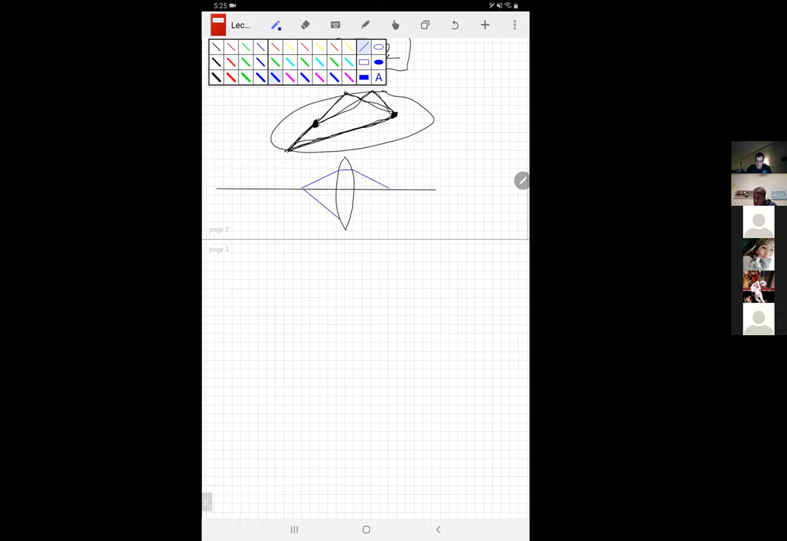And no matter what point it starts off from, no matter which path it takes, it will go from A to B. All of these paths will get your light from A to B. That's the purpose of a lens. But from what we know about Fermat's principle of least time, what can we say about these different paths? They all take the same amount of time? They have to take the same amount of time.